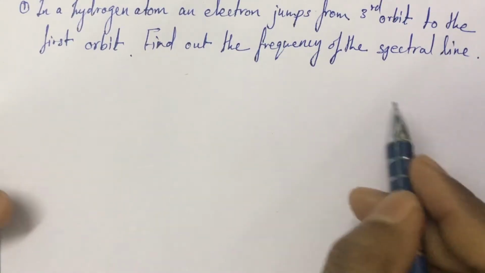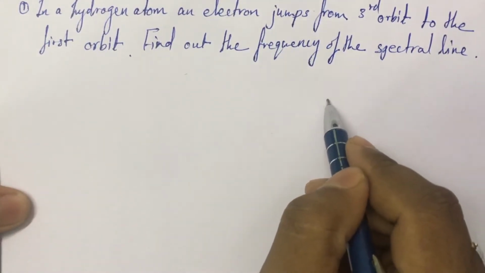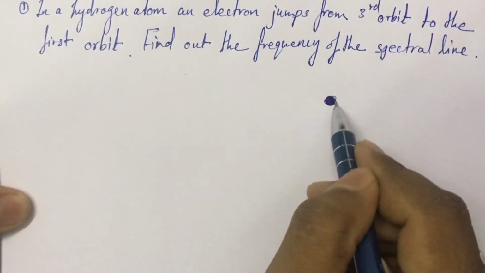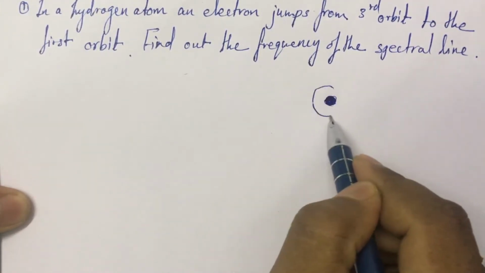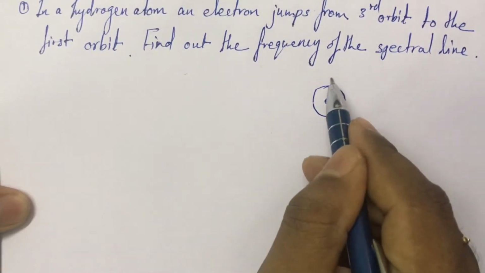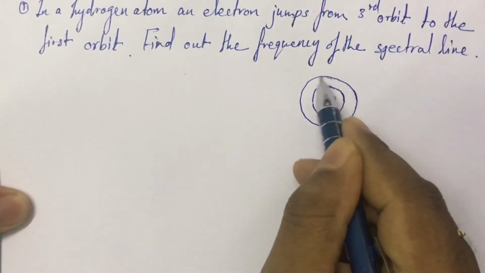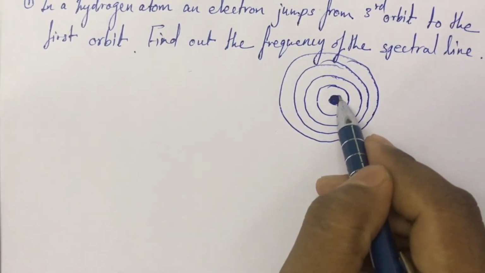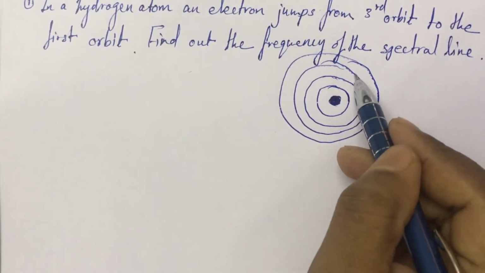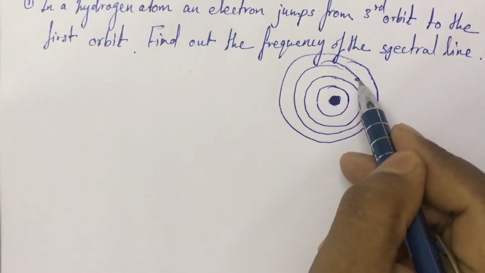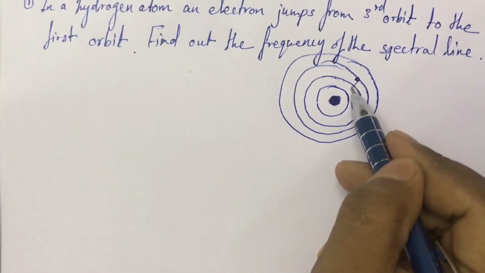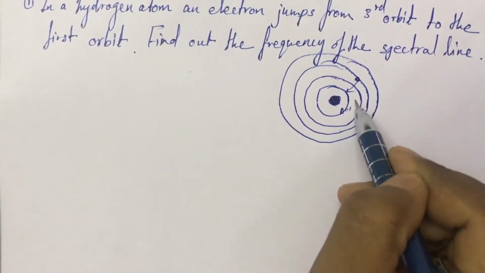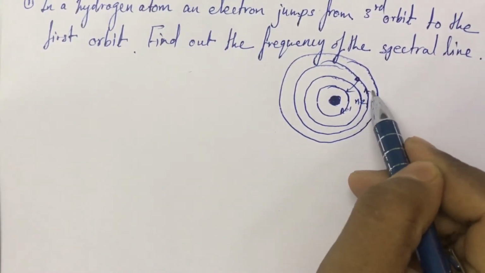Let us imagine that this is a hydrogen atom, in which this is the nucleus of the atom, and this is our first orbit, this is the second orbit, this is the third orbit. Now the electron jumps from the third orbit to the first orbit. So this is n is equal to 1, this is n is equal to 2, and this is n is equal to 3.